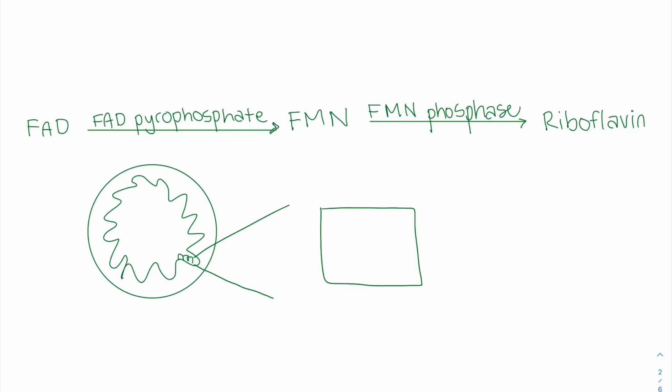FAD, or riboflavin, is absorbed by two mechanisms. It's absorbed through this luminal side of the enterocytes, so coming into the enterocyte, and then also when you have the higher levels, well, let me repeat myself. So I have these two mechanisms.